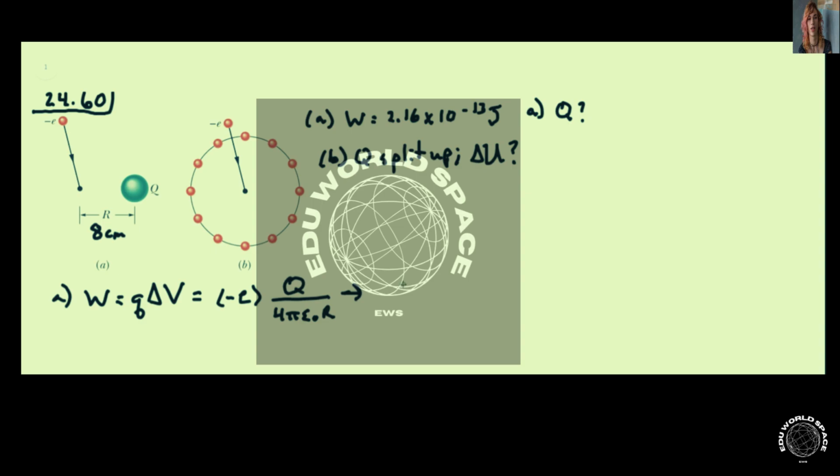And so then just putting 8 centimeters in for R and the amount of work, and solving for Q, we get that Q is equal to negative 1.2 times 10 to the negative 5th coulombs.